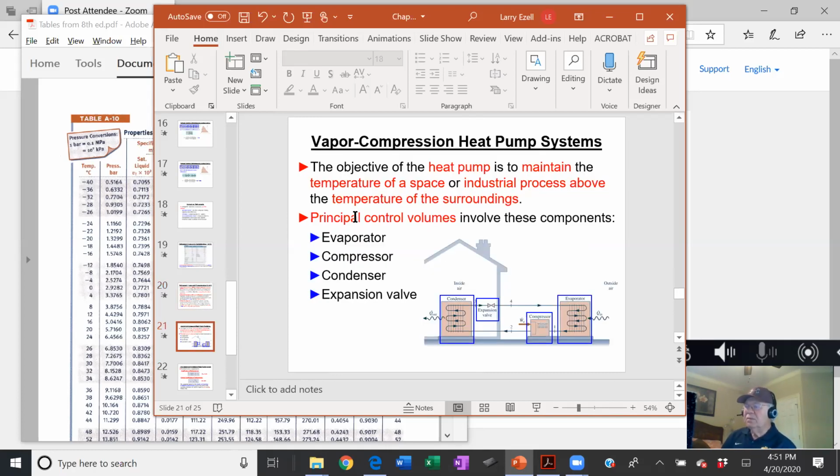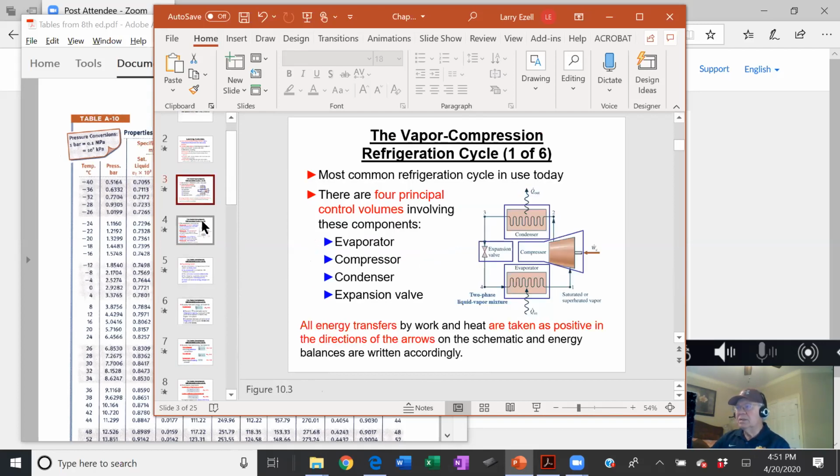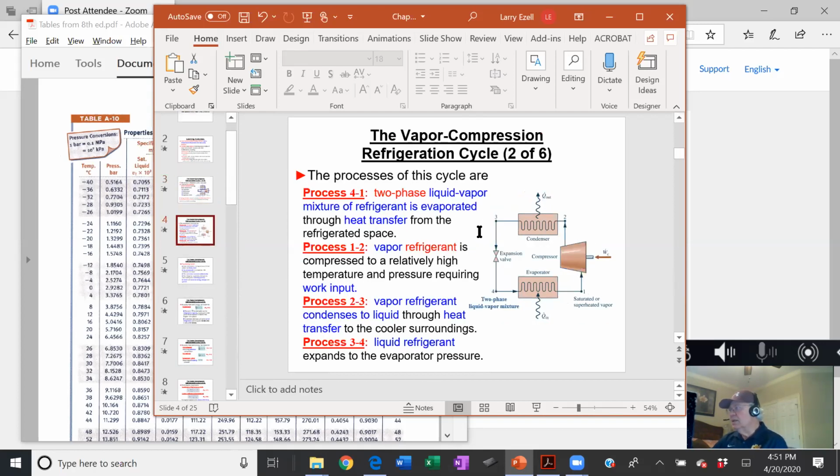Now, we've only got a few slides left. About four slides. Now we're going to talk about the heat pump. And again, it's very similar. I'm going to go back to sort of the front. Let's look at this system.